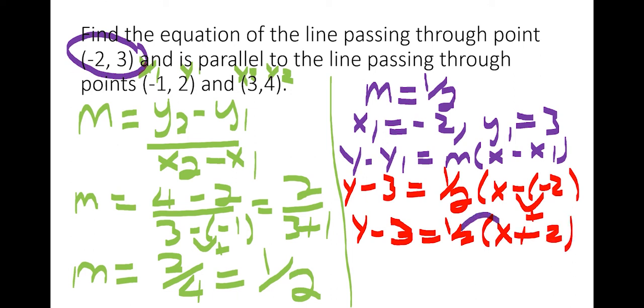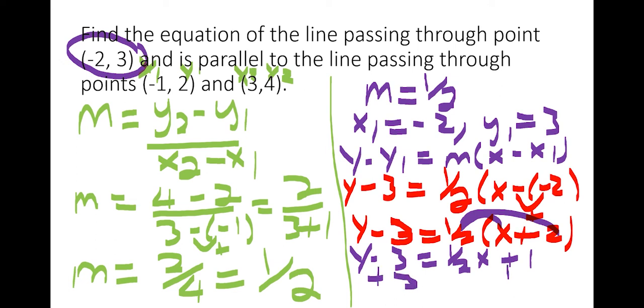Now you distribute this. Distribute half to x and half to 2. You have y minus 3 equals half x plus 1, because half of 2 is 1. Now you add 3 to both sides. Your final equation is y equals 1/2 x plus 4.